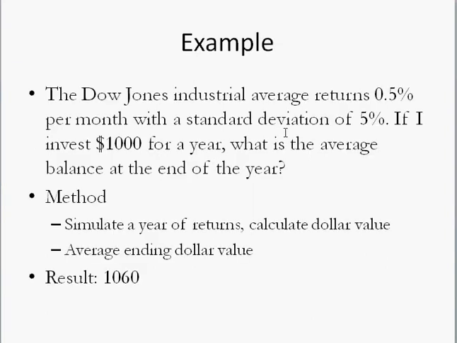So the long run average of the Dow Jones Industrial Average is roughly 0.5% per month with a standard deviation of 5%. So then let's think about a $1,000 investment. What's going to happen month after month after month? Can we simulate a year of stock returns and calculate an average? The answer is, of course, yes.